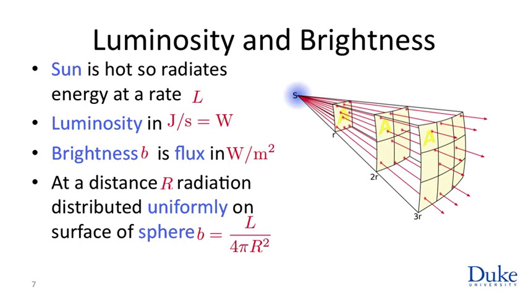Mathematically, the statement is that at a distance r, the radiation is distributed uniformly on the surface of a sphere, so the energy per second received by a square meter of detector will be the luminosity divided by the surface area of a sphere across which the radiation is spread uniformly. And so the sun's energy is diluted by a factor of r squared as it travels out into space.